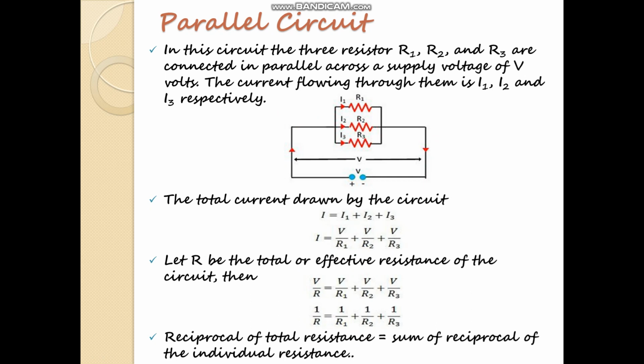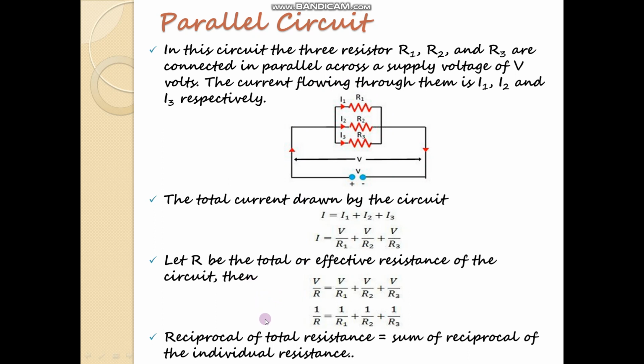Next is the parallel circuit. In this circuit, the three resistors R1, R2 and R3 are connected in parallel across the supply voltage of V volts, and the three currents I1, I2 and I3 are flowing through all the three resistances. Now the total current I will be equal to the summation of all three currents.